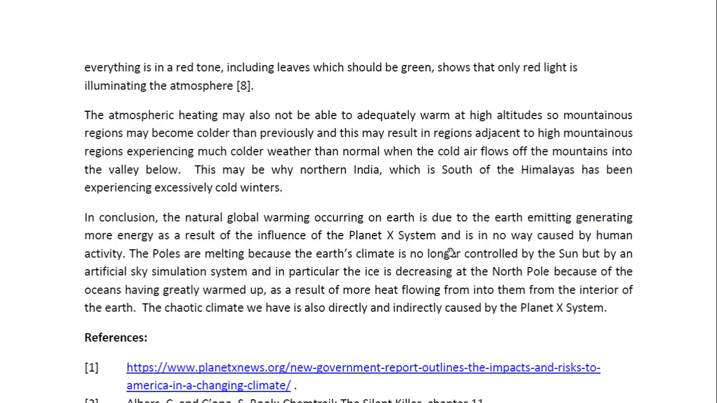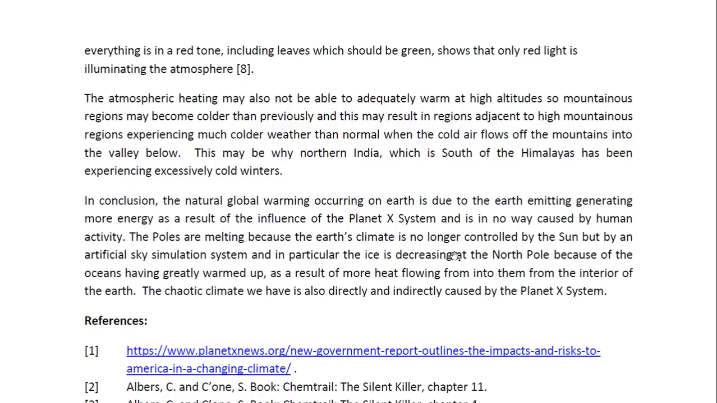So the atmospheric heating may also not be able to adequately warm at high altitude. So mountainous regions may become colder than previously, and this may result in regions adjacent to high mountainous regions experiencing much colder weather than normal, when the cold air flows off the mountains into the valley below. This may be why northern India, which is south of the Himalayas, has been experiencing excessively cold winters.